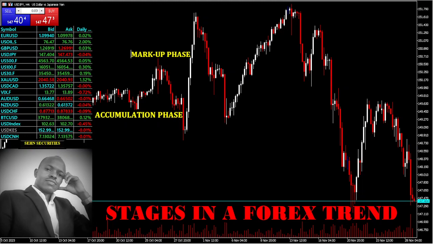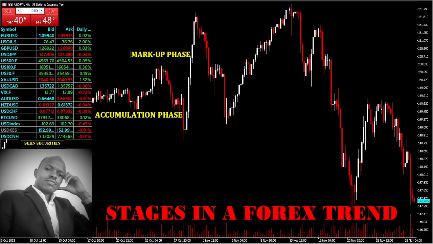It is usually not advisable to take positions when the markup phase is nearing its end, because the end of the markup phase often results in distribution, or a trader can lose money when the market reverses or enters the markdown phase.